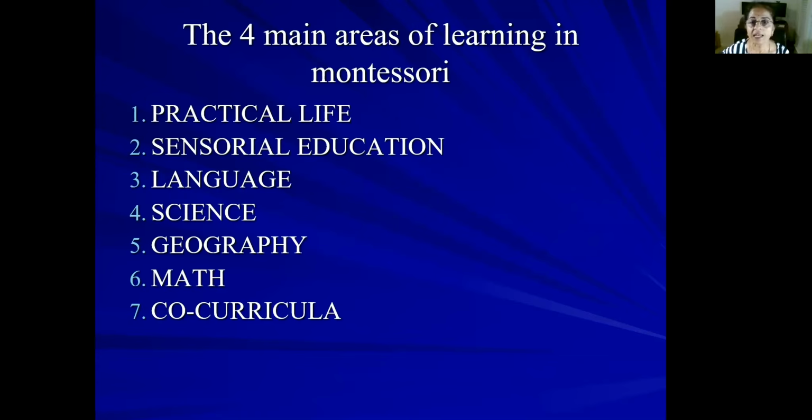There are 4 main areas of learning in Montessori. One is practical life, sensorial education, language, and math. Science and geography falls under language. And of course, we do have the co-curriculum classes.